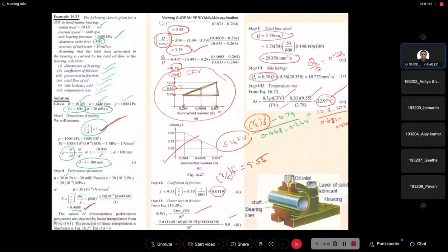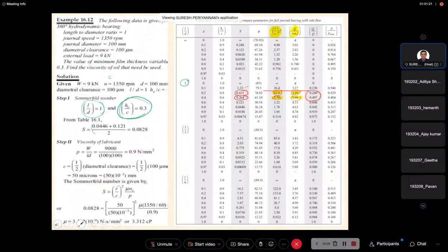Here our Sommerfeld number in this problem is 0.4608. This 0.4608 lies in between the values 0.631 and 0.264, somewhere in this range, and we can't say it is exactly the middle value. Hence, we are taking these two values to find our correct Sommerfeld number using the linear interpolation technique.